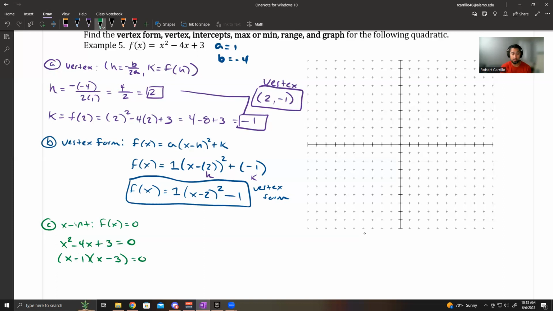So just a quick check. X times x is x squared. Negative 3x minus 1x is negative 4x. And negative 1 times negative 3 is positive 3. So this checks out. This is factorable.